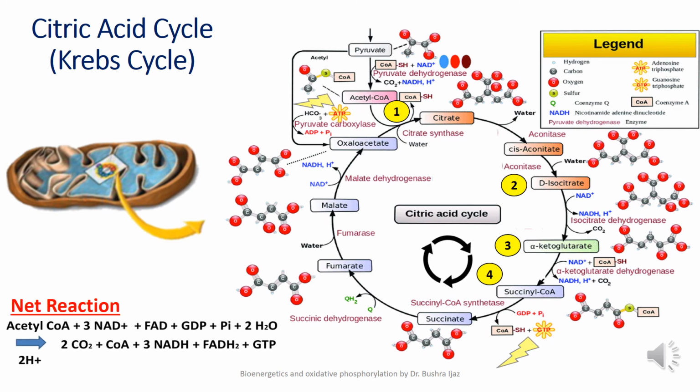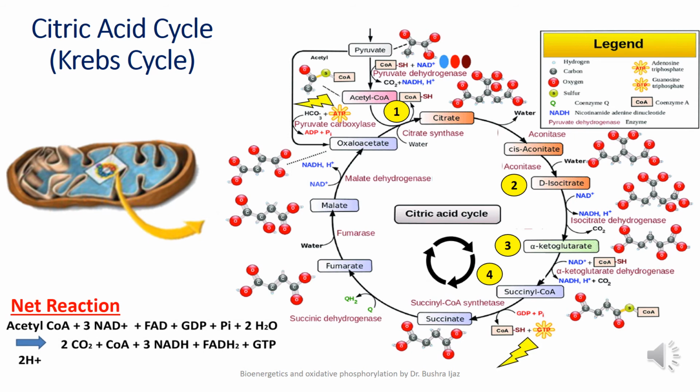Now, let me explain the citric acid cycle to you in a stepwise manner. In the first step, you can see that it's a condensation reaction combining the two carbon acetyl group from the acetyl coenzyme A with the 4 carbon oxaloacetate molecule to form a 6 carbon molecule of citrate.